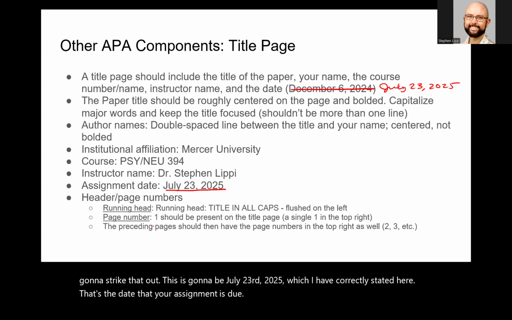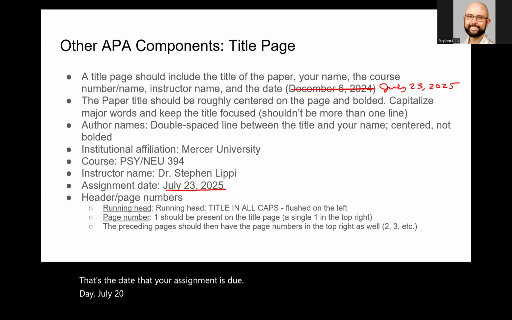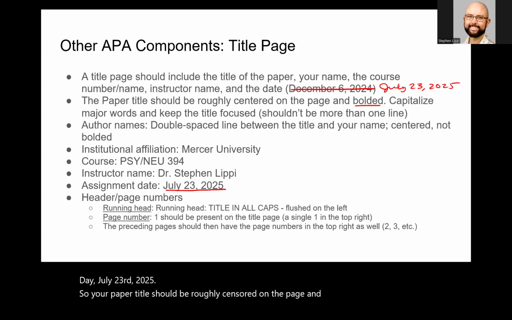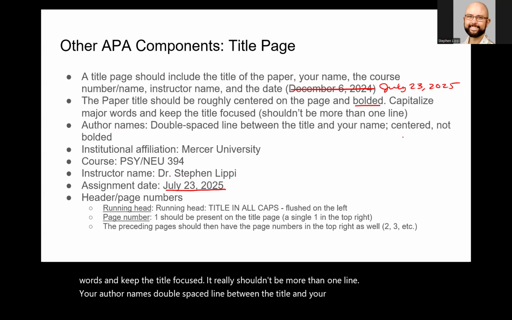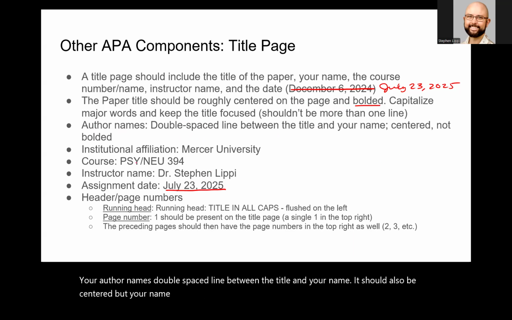Wednesday, July 23rd, 2025. So your paper title should be roughly centered on the page and bolded. Capitalize major words and keep the title focused. It really shouldn't be more than 1 line. Your author names: double-spaced line between the title and your name. It should also be centered, but your name should not be bolded.